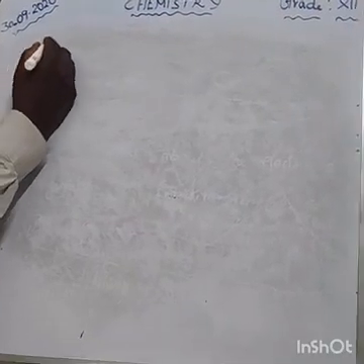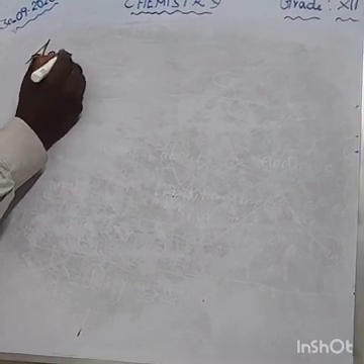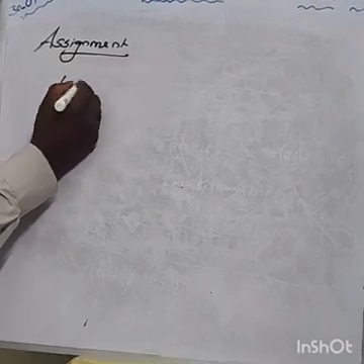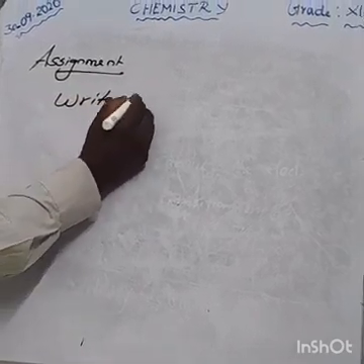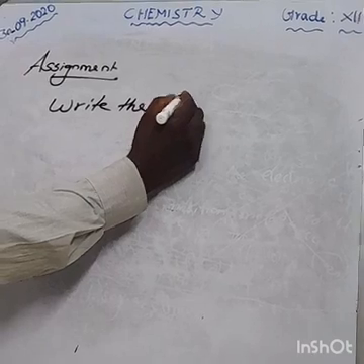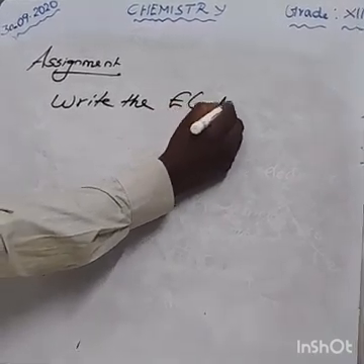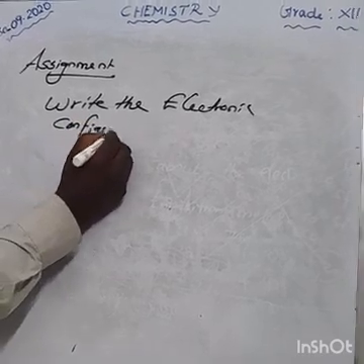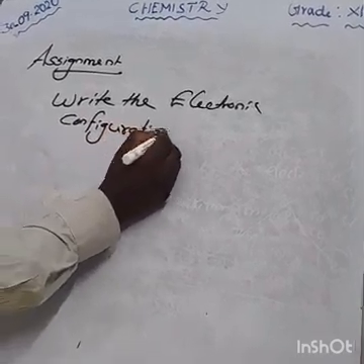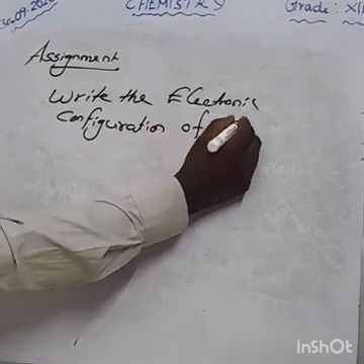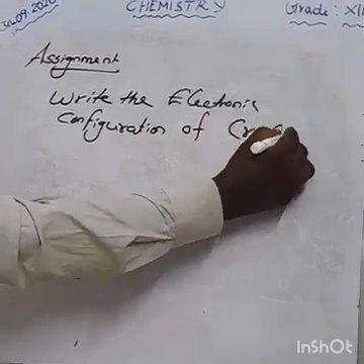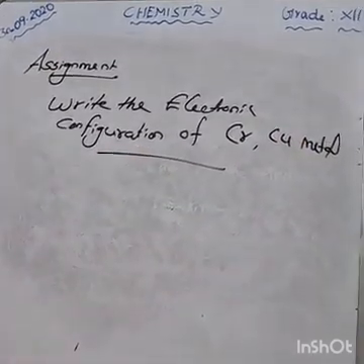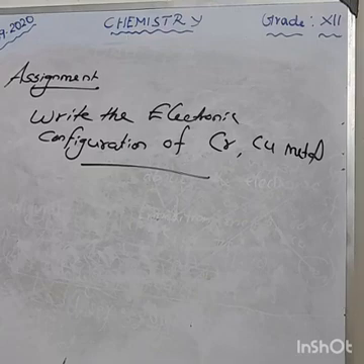Assignment. Today's assignment: write the electronic configuration of chromium and the copper metal.